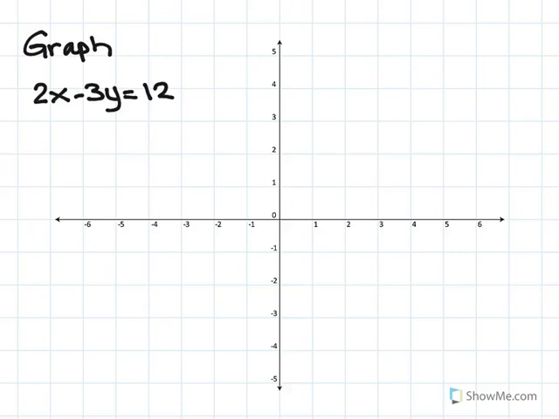Good morning. I wanted to make a video for you guys to review how to graph an equation that's written in standard form by finding the y and x intercepts, and how to change an equation from slope-intercept form into standard form. Tomorrow we'll be taking an assessment on both topics.